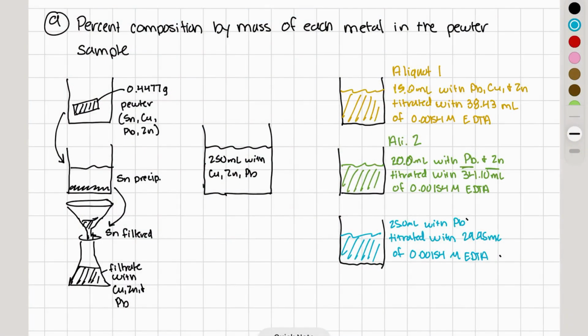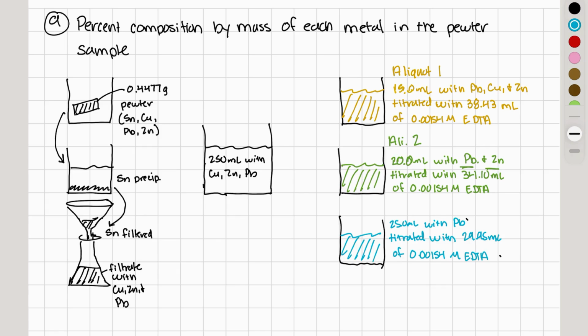Next up is, I believe, question 9 from your review cards. And this is that really long problem about finding the percent composition of mass of each metal in a pewter sample. So there's a lot of words in here. Instead of writing it all out, I kind of annotated it and drew out what was happening, and we'll walk through it this way first.